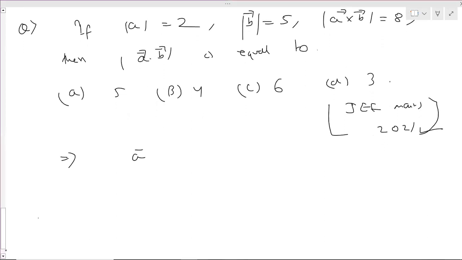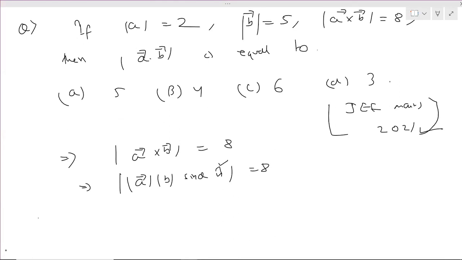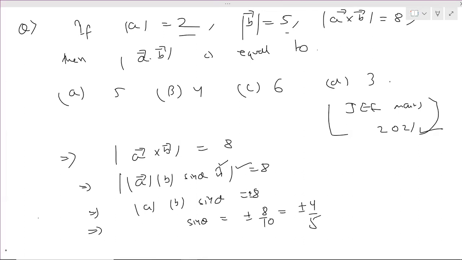Here they have given mod of A cross B equals 8. This implies I can write this as mod A mod B sine theta n cap, mod, equals 8. And unit vector modulus is 1. So this is simply mod A mod B sine theta equals 8. You can use plus minus and remove this modulus. So mod A is 2, mod B is 5, so 8 upon 10. This is 4 by 5.